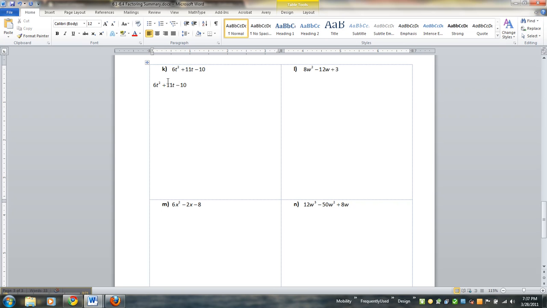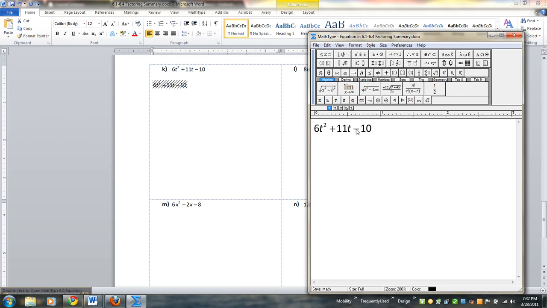Okay, if you multiply a times c, right, a is 6, c is negative 10, so a times c equals negative 60. Okay, so you got to figure out something that multiplies to negative 60 but adds to 11. All right, what makes 60? 1 and negative 60, 2 and negative 30, 3 and negative 20, 4 and negative 15. Oop, that's close. That's negative 11 right there. So what if it was negative 4 or positive 15? That would work.